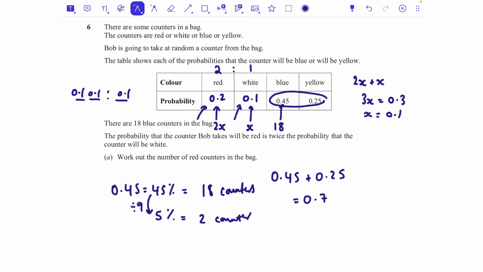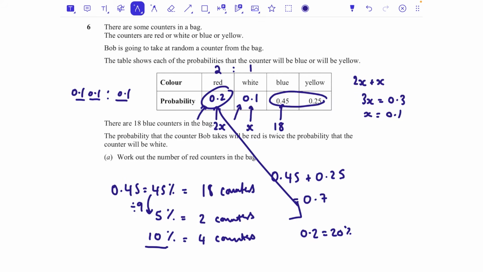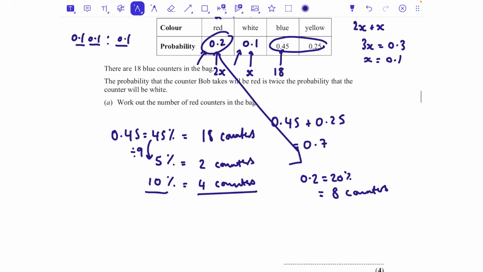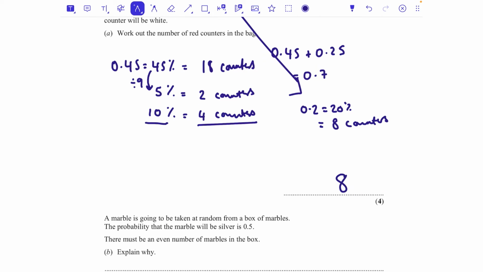So every 5% is worth 2 counters, which means 10% or 0.1 is worth 4 counters because that would be double. Now we want to know how many red counters there are. Red counters is 0.2, which is 20%. So if 10% is 4 counters, 20% is going to be double that, and that's going to be 8 counters. So 8 is the answer they're looking for there. 4 marks for that one.